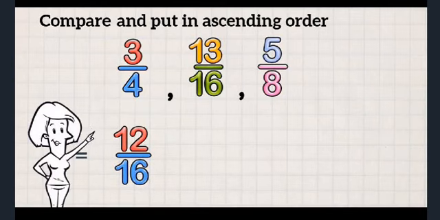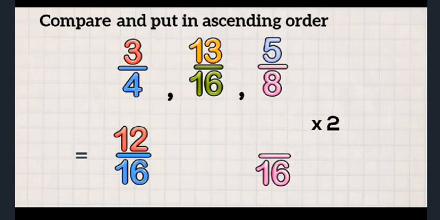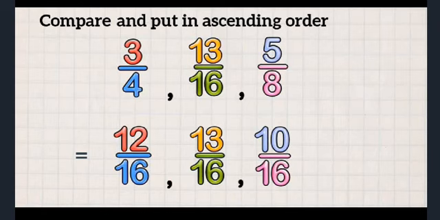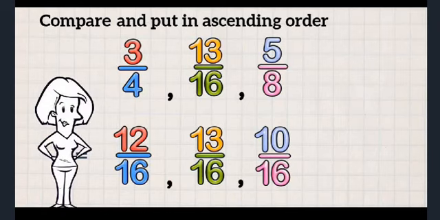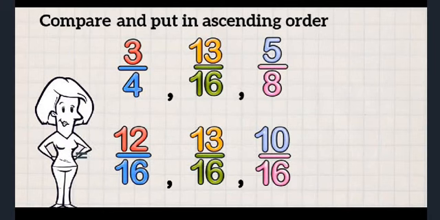Notice that I put it directly under the original. That shows us it's the equivalent of 3/4. And now for 5/8. To get a denominator of 16, we multiply 8 times 2. So the numerator is also going to multiply by 2, that is 5 times 2 equals 10. And for completeness on the line, I will just rewrite 13/16 here. Look at that, a lovely set of equivalent fractions with a common denominator. How easy is it to compare them now?